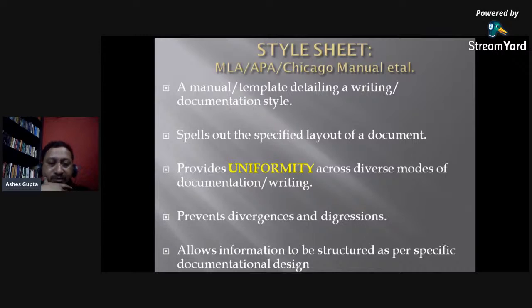It also prevents divergences and digressions. This is very important. You tend to move away. It might not happen so much in sciences or social sciences, but in literature, the field to which I belong, we tend to digress because we find that so many things are important, so many things are significant. And then one particular faculty that every researcher should have is the faculty of distinguishing between what is relevant and what is not. This is a faculty which many times a researcher misses out. This is very important.